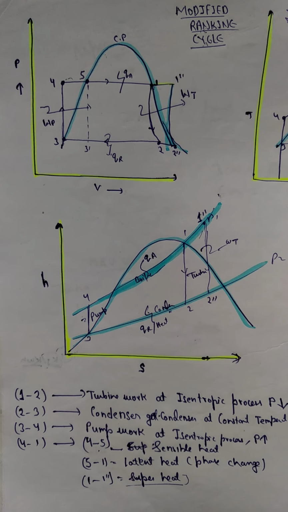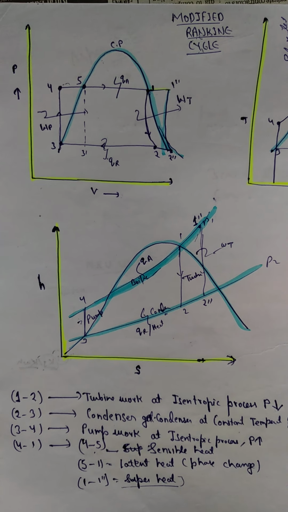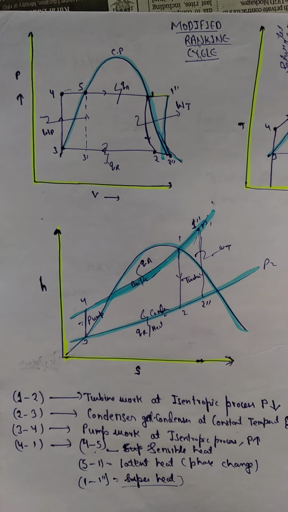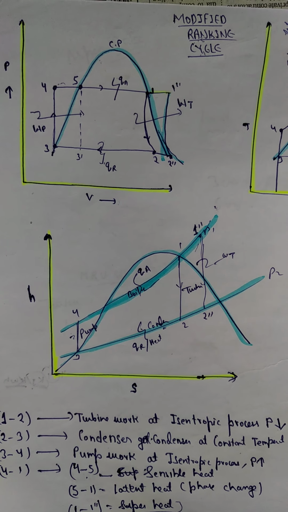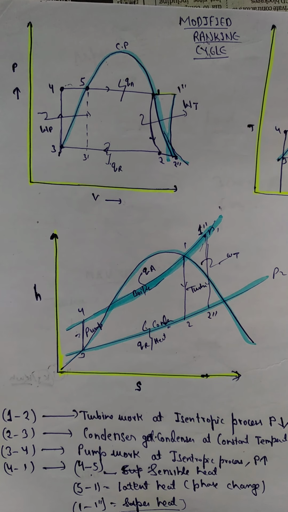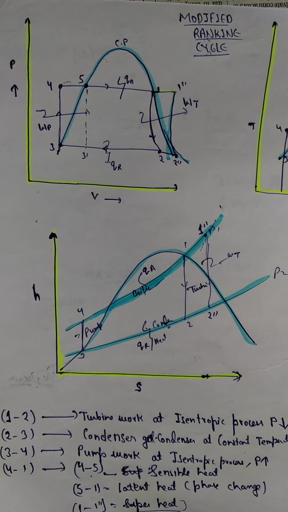Hello friends, I am Balaji and today I am going to explain to you about the modified Rankine cycle. Modified Rankine cycle is a work producing cycle and it is used in the steam turbine power plant.